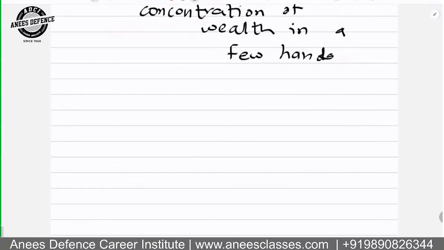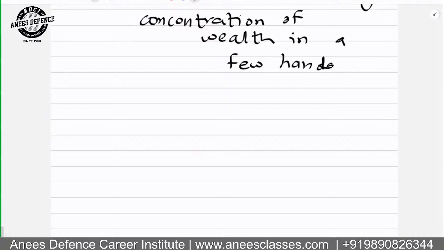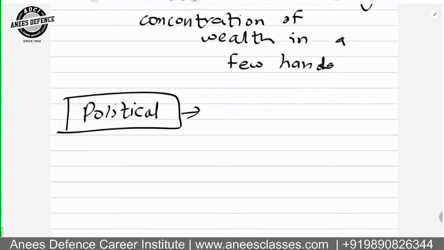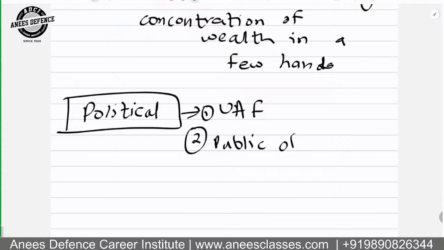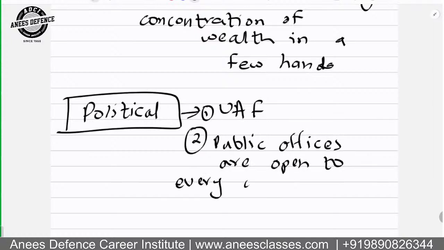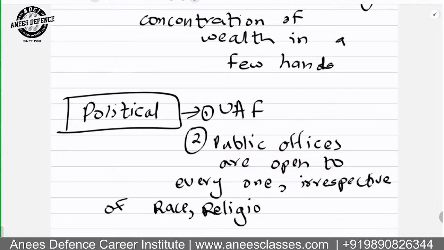The next important thing is political. Political justice means everyone has equal political rights. Now we can see this in the form of universal adult franchise. Second, public offices are open to everyone, irrespective of race, religion, caste, etc.